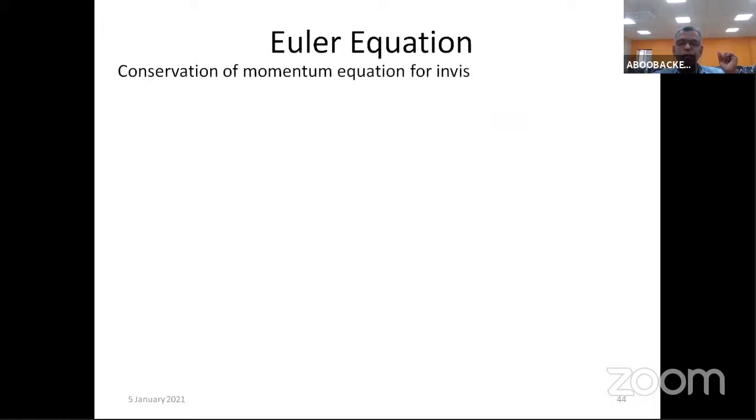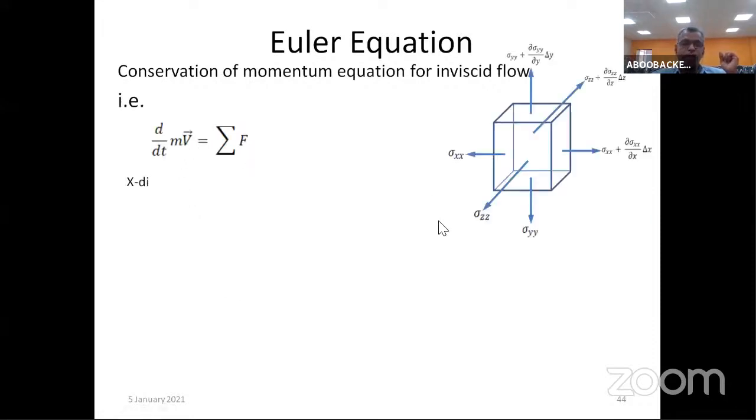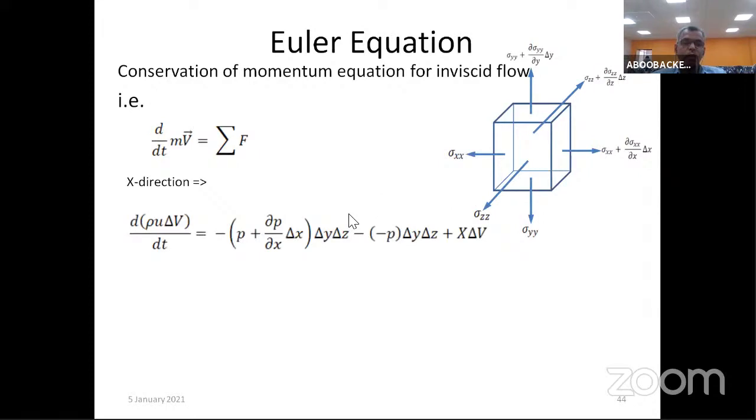So, conservation of momentum equation: the rate of change of momentum is F. Here, we write the equation in the x direction. The rate of change of momentum is d by dt of rho u delta v. Delta v is the volume, multiplied by rho is the mass, mass into velocity, that is, u is the velocity in x direction. D by dt of rho u delta v is the net force. The force in x direction is sigma xx into the area. So here on this right face, the positive x direction is towards the right. The positive side is minus p.